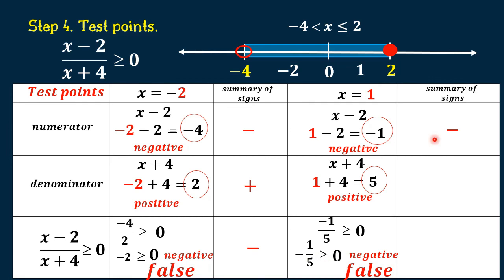So here is the summary of signs. We have the numerator as negative, the denominator as positive, and of course the quotient is negative. Since we have negative values, we cannot include this interval because the only target that we have are positive values. So therefore, this interval is not included in the solution of our rational inequality.